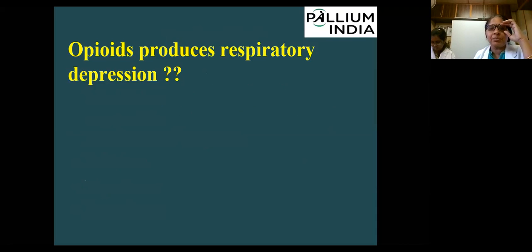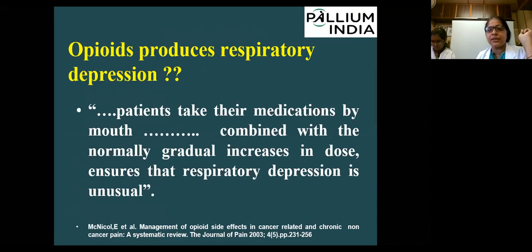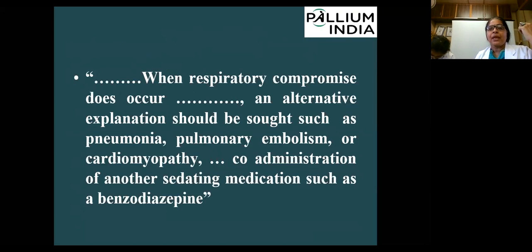Opioids cause respiratory depression. The answer to this is that please don't worry about respiratory depression when we give oral morphine to our patients, because we are increasing the doses gradually, and in all these patients, we've almost never seen it. Next slide, please. And when you have that kind of response, please look for something else.